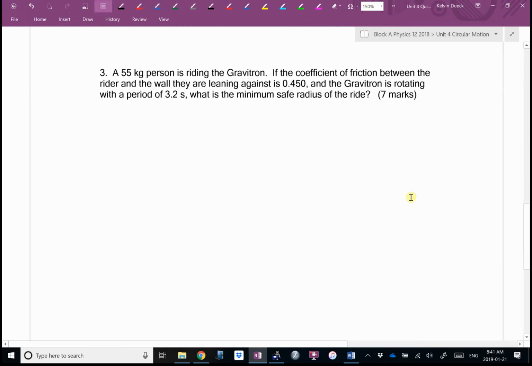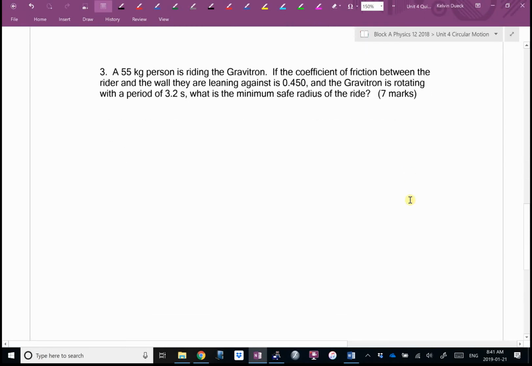Oh, the gravitron, 7 marks. Is this the last question? Hey, it is. Cool. This is a job for a free body diagram. Now, the person on the gravitron, what were the forces acting on them? Get the obvious one. I think we had gravity down. When you're on the gravitron, do you slide down the wall? Do you slide up the wall? So the forces must be balanced. I'm not sure what force that was.